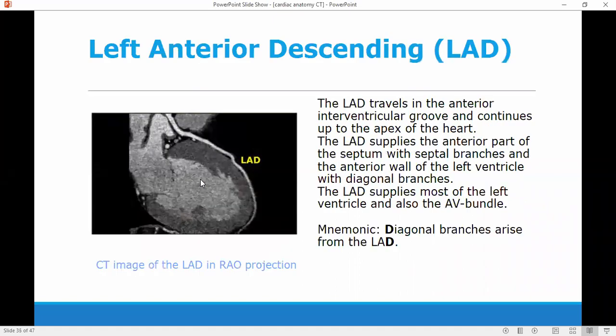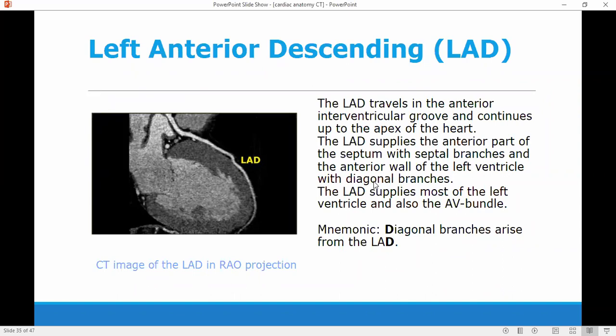Left anterior descending. Left anterior descending travels in the anterior interventricular groove and continues up to the apex of the heart. The LAD supplies the anterior part of the septum with septal branches, of course anterior 2/3 of the septum, with septal branches, and anterior wall of the left ventricle with diagonal branches.